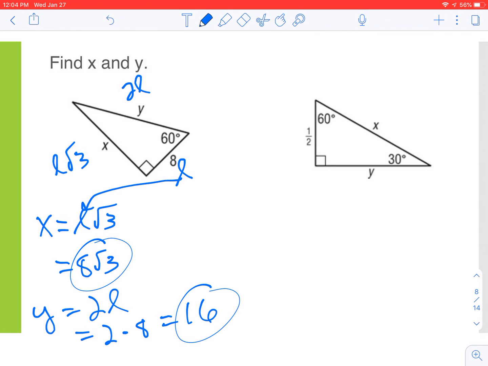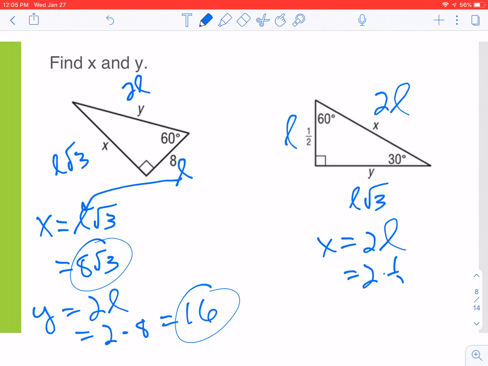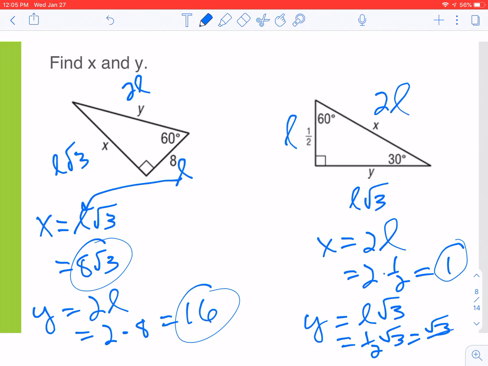Same thing over here. We are going to label L, 2L, and L root 3. X equals 2L. 2 times 1/2 equals 1. Y equals L root 3. 1/2 root 3, which is root 3 over 2.